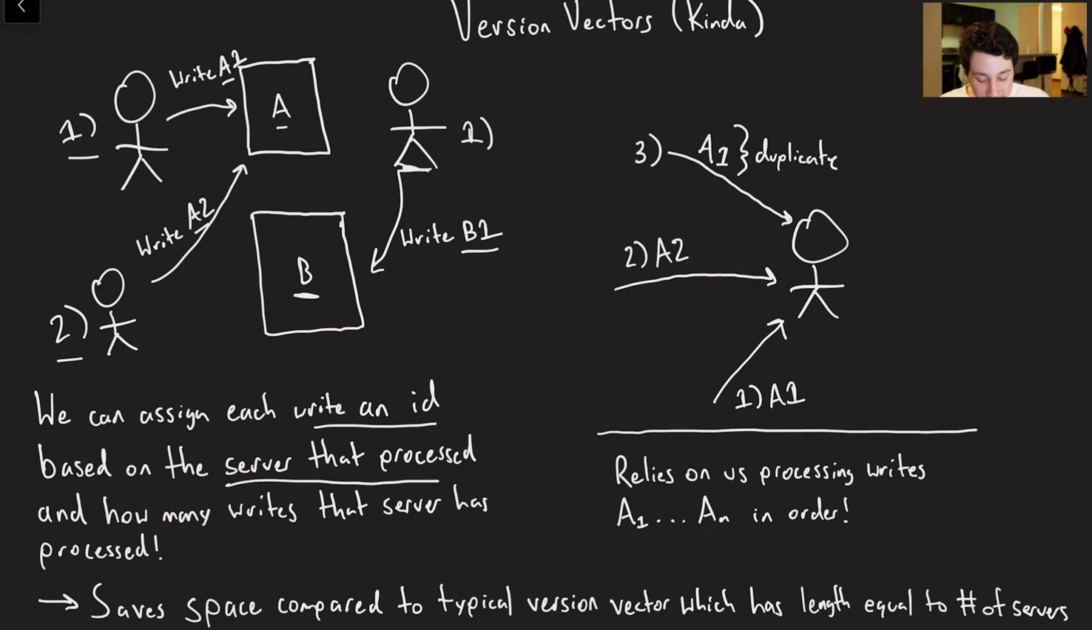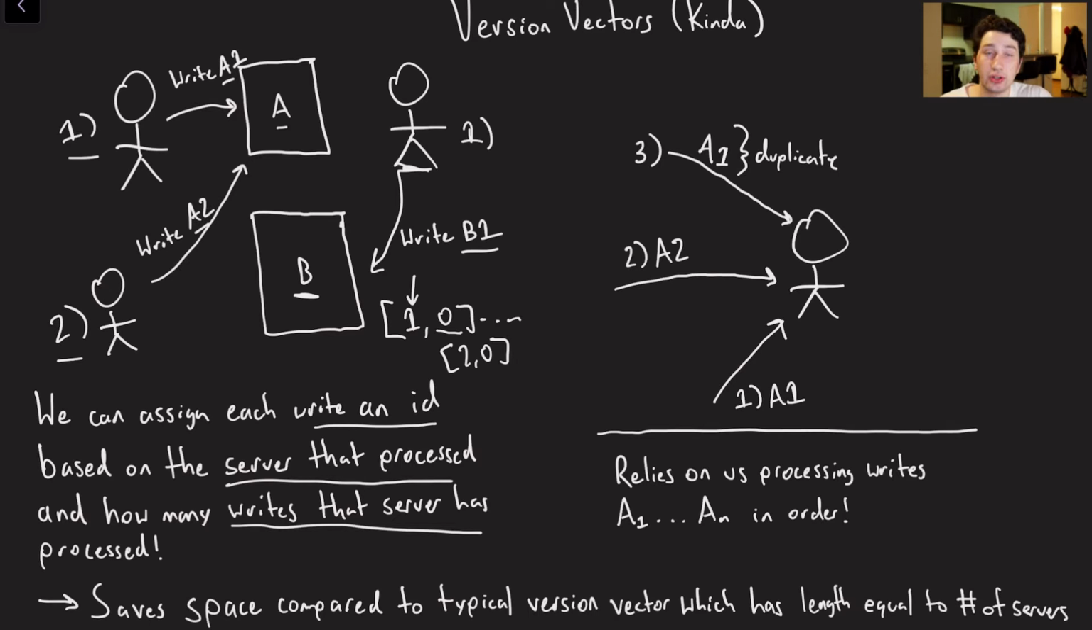Okay, so like I mentioned, we're just going to assign every single write an ID based on the server that processed it and how many writes that server has processed. So A1, A6, A10, B1, B20, doesn't matter. And the reason we're doing this is because, for example, a typical version vector would look something like this. So A1 would look like 1, 0, because there's 1 write to the first server, 0 writes to B. A2 would look like 2, 0. But we don't really need all the information of other servers, right?